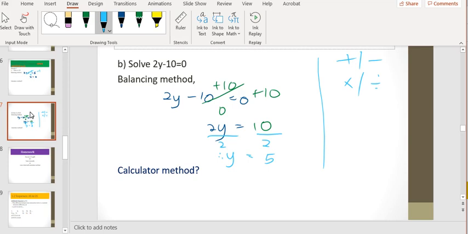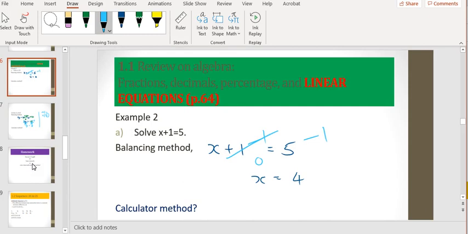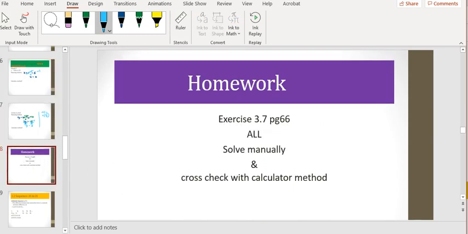Same goes with this one. You see 2y. How to read this? 2 times y, right? So if they can multiply, it can be divided as well. So the sibling will be divide. Because this is 2, to get your coefficient of 1 on your y, you need to divide by 2, both sides. Just simple like this. That's the overall picture for decimals, fraction, linear equations, and also percentage. Thank you.